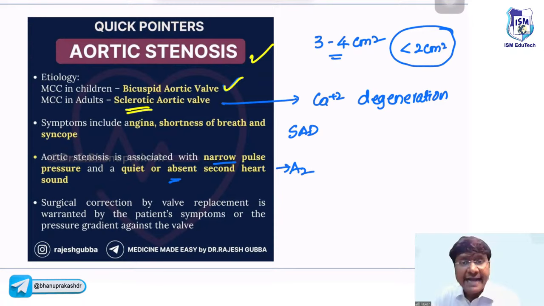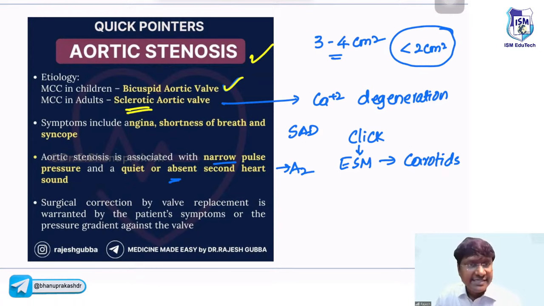Then another point is the murmur. The murmur that you will have is an ejection systolic murmur that radiates to the carotids. And another important auscultatory finding in patients with aortic stenosis is a click. Right? So you have a click, followed by the ejection systolic murmur. Okay? And the click is the ejection click.